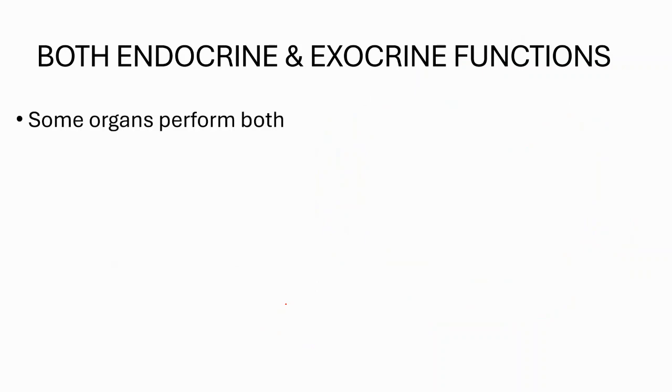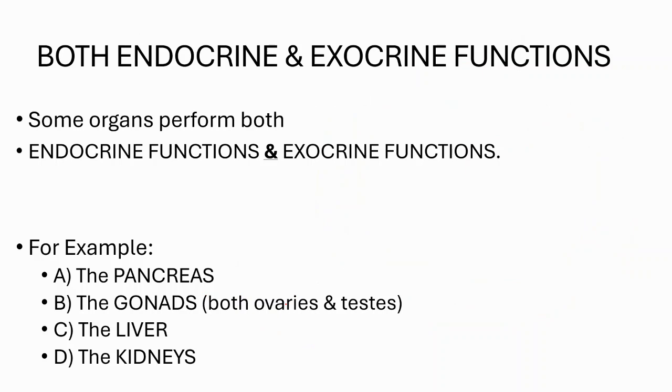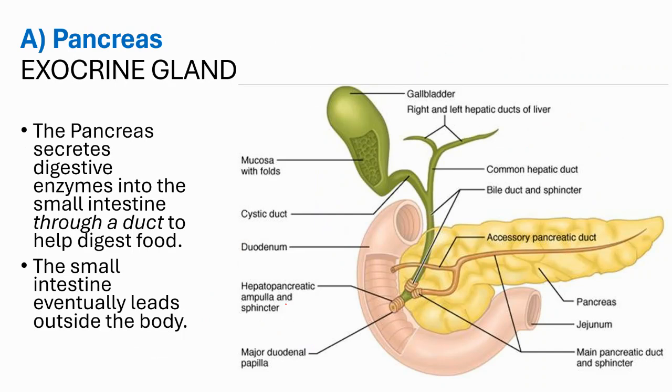Now, some organs, which we already kind of briefly talked about. One, I introduced it a little bit. Some organs actually have both endocrine and exocrine functions. Keep in mind, endocrine means it's going to stay inside the body, not secreted through a duct, and travel through the bloodstream, where exocrine is going to leave the body through some type of duct. So the pancreas, ovaries and testes, liver, and kidneys can both be endocrine glands and exocrine glands. I shouldn't say glands. I should say they have endocrine and exocrine functions.